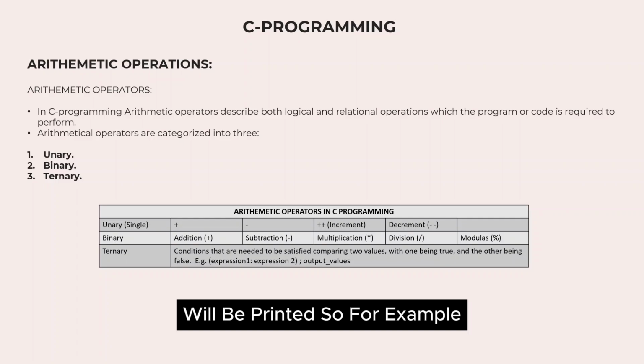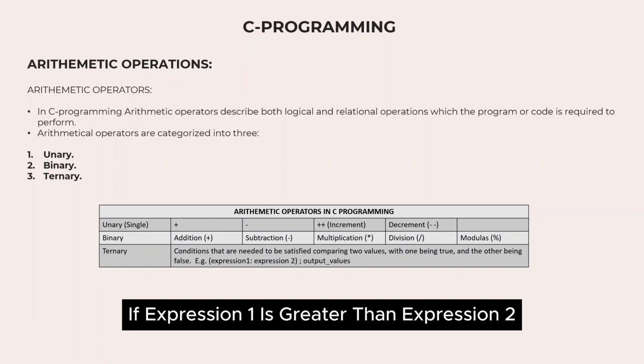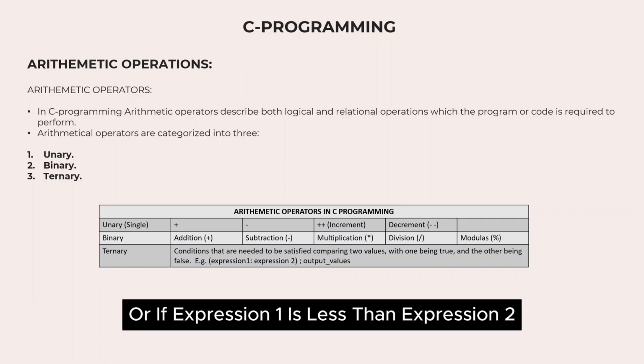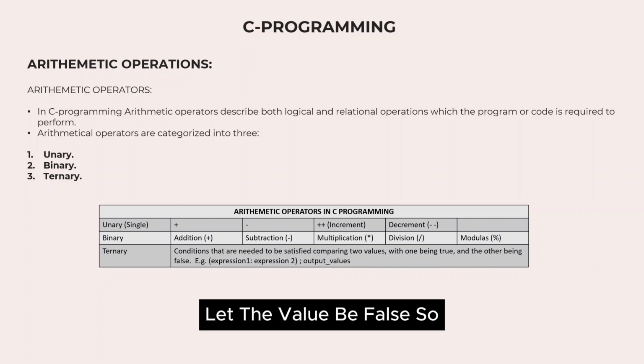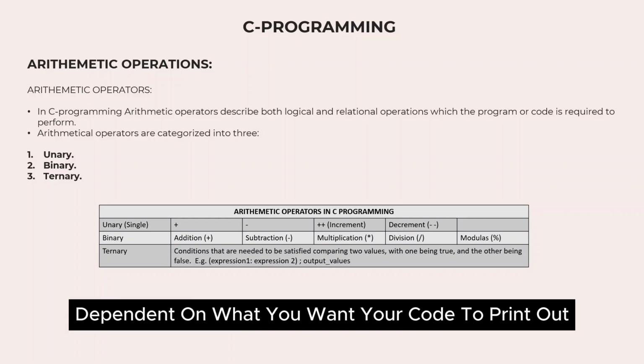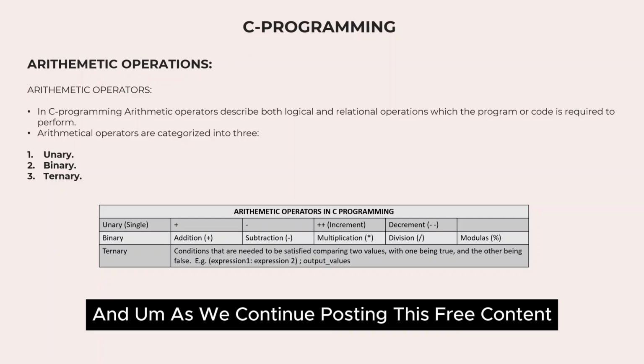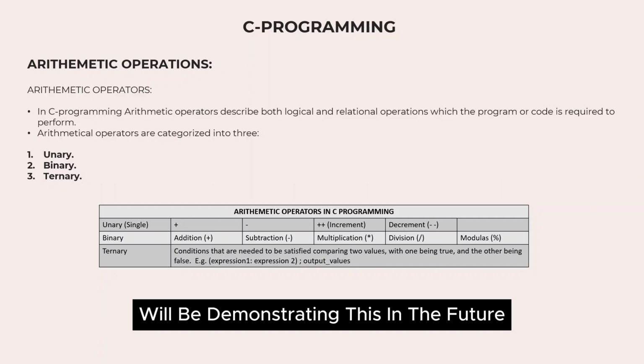So for example, if expression 1 is greater than expression 2, then let the value be true. Or if expression 1 is less than expression 2, let the value be false. So this comparison is dependent on what you want your code to print out or what you want your code to execute. And as we continue posting this free content, we'll be demonstrating this in the future.